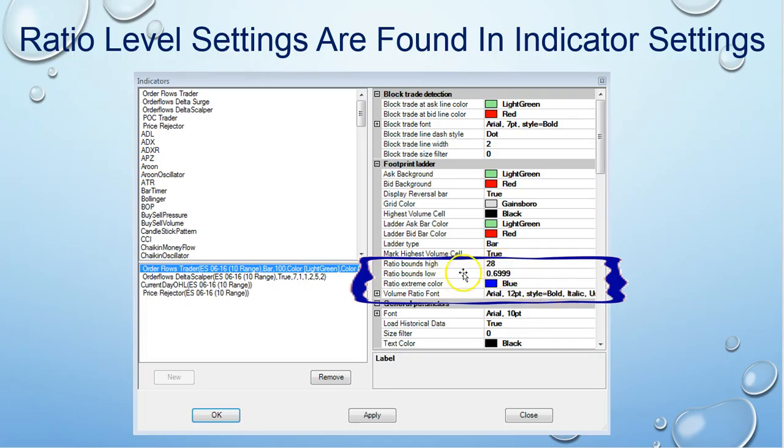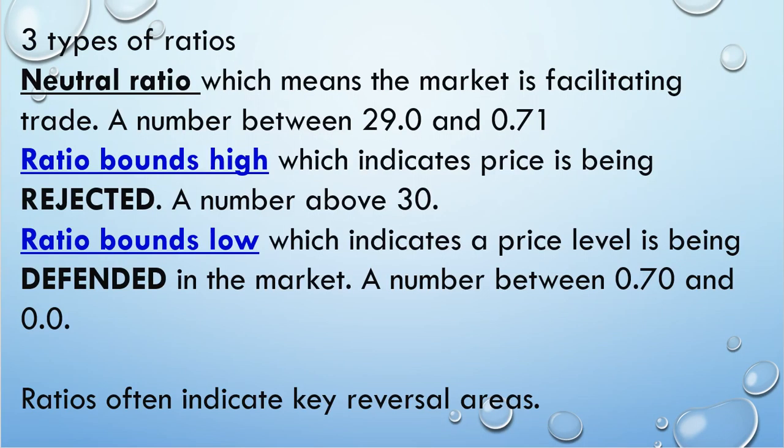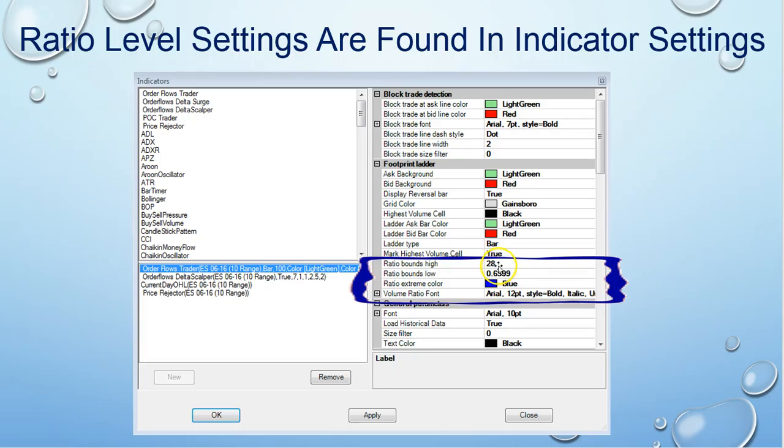I use 28. Earlier just now I said a number above 30. So you're looking for a number above 28. The reason I have it set at 28 is, say it's 29.87. That's very close to 30. I'll look at the individual bar, at the numbers involved, and make a determination if I want to accept it or not. Again, the ratio bounds low, 0.699.